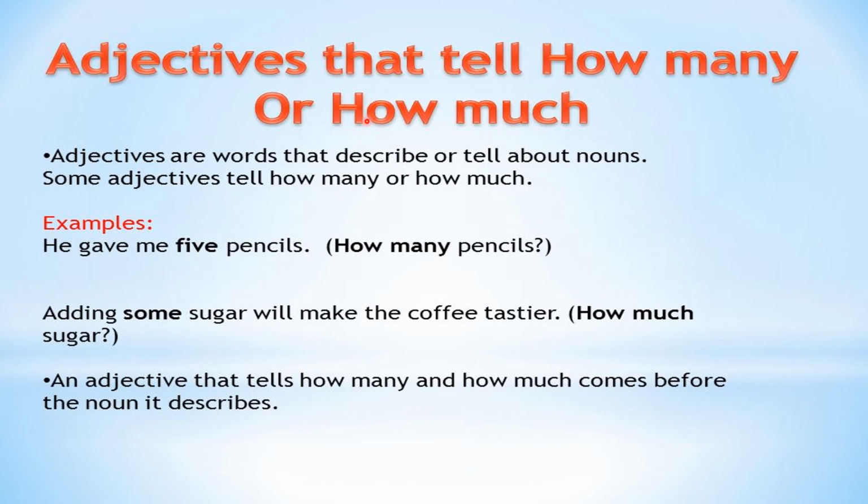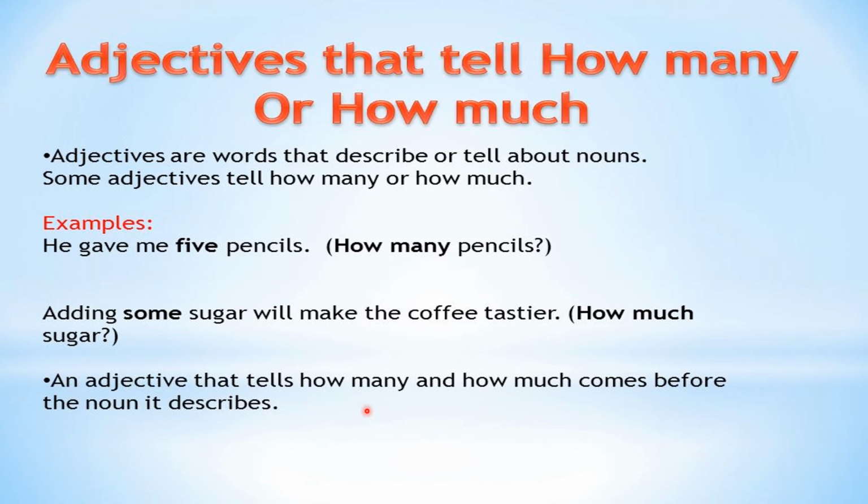Adjectives that tell how many or how much. Adjectives are words that describe or tell about nouns. Some adjectives tell how many or how much. Example, he gave me 5 pencils. As I've said, it can be a number or a word, or a figure or a word. How many pencils? Yes, 5. Another example, adding some sugar will make the coffee tastier. How much sugar? Yes, some sugar.